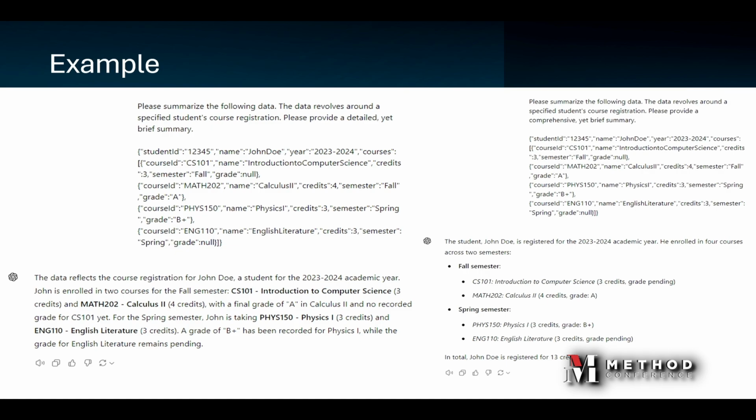Here's an example, right? So I have some more JSON data, and I said, please summarize the following data. This revolves around a specified student's course registration, provide a detailed yet brief summary. I have the exact same question and data on this side, but all I did was I changed one word. Please provide a detailed yet brief summary. On the right side, please provide a comprehensive yet brief summary. And look at how different our responses were formatted.